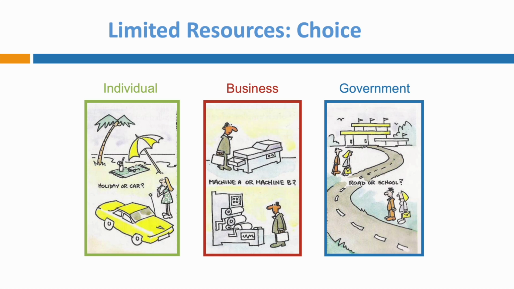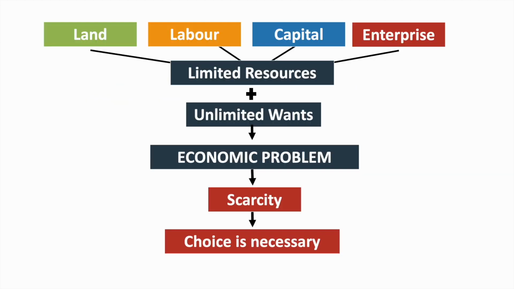And this is basically where the economic problem arises. It leads to opportunity cost. We're not going to cover what opportunity cost means, but in general, this is how it's all related. Factors of production are limited, wants are unlimited, and this causes the economic problem of scarcity and means that we need to make a choice.